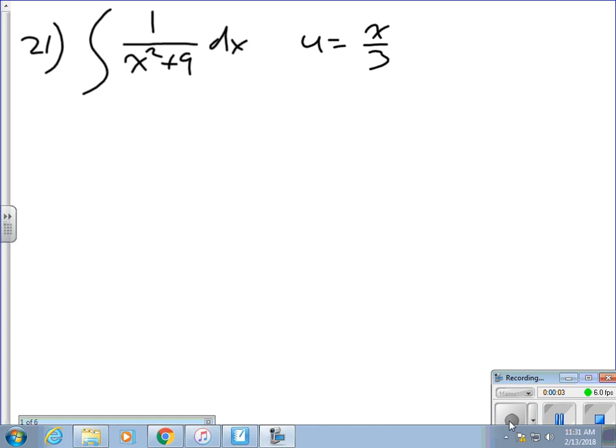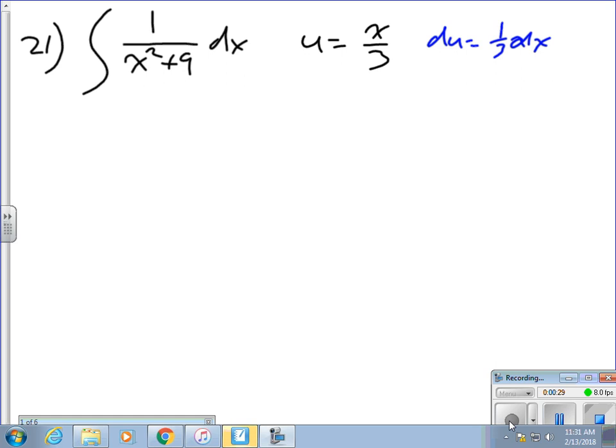Okay, so the first one gives us our u to begin with. u equals x over 3. All right. Okay, so we go and work with this. We get u equals x over 3, du is equal to 1/3 dx.